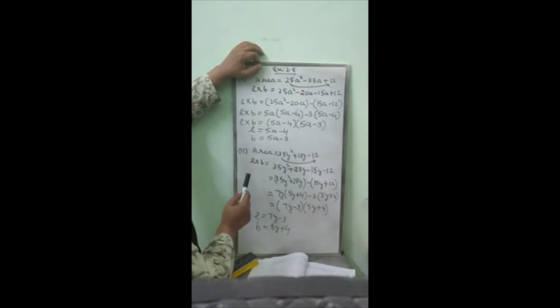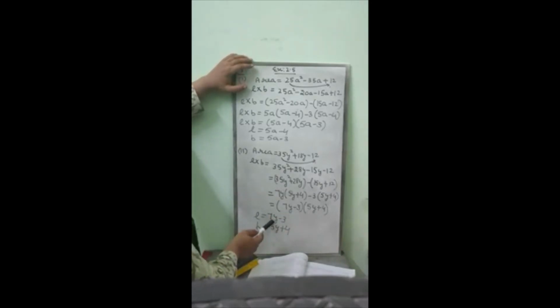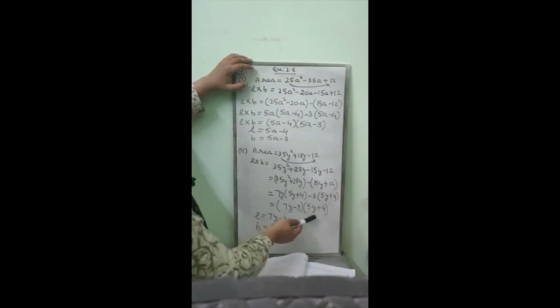When you compare this with the length and breadth, the first factor will be length and the second factor will be breadth. So length will be 7y minus 3 and breadth will be 5y plus 4. If you write 5y plus 4 in the beginning and 7y minus 3 after it, then your length will be 5y plus 4 and breadth will be 7y minus 3, no matter. Clear? It can happen. So give a 1 minute review to these two parts thoroughly.